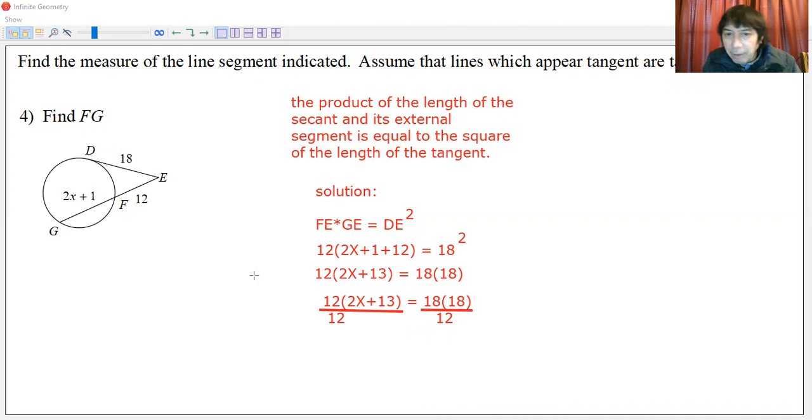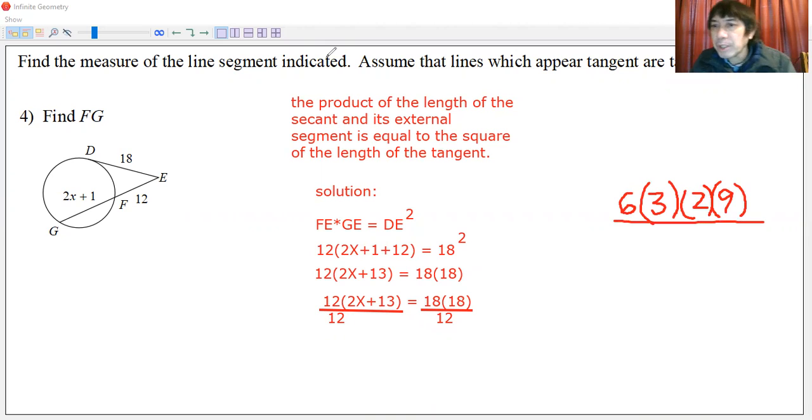Again, the factors of 18 and 18 contain the factors of 12, so we can do it this way. 18 is factorable to 6 times 3. The first 18 is 6 times 3. The other 18 is 2 times 9. So we can use these numbers. 6 times 3 is 18. 2 times 9 is the other 18. The divisor 12 is 6 times 2. These are the factors of 12. And we can simplify now.